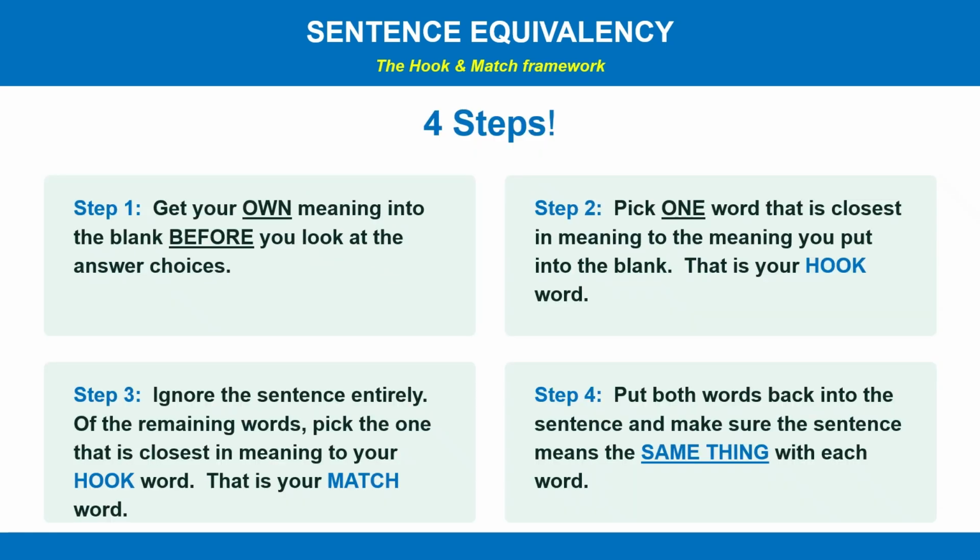If you use this hook and match framework, you're going to avoid about 90% of the mistakes on sentence equivalency, and it's 4 easy steps. Step 1, get your own meaning into the blank before you look at the answer choices. Step 2, pick one word from the answer choice, just one, that's closest in meaning to the meaning you put into the blank. That's your hook word. Step 3, ignore the sentence entirely. Of the remaining words, pick the one that is closest in meaning to your hook word. That's your match word. And step 4, put both words back into the sentence and make sure that the sentence means the same thing with each word.